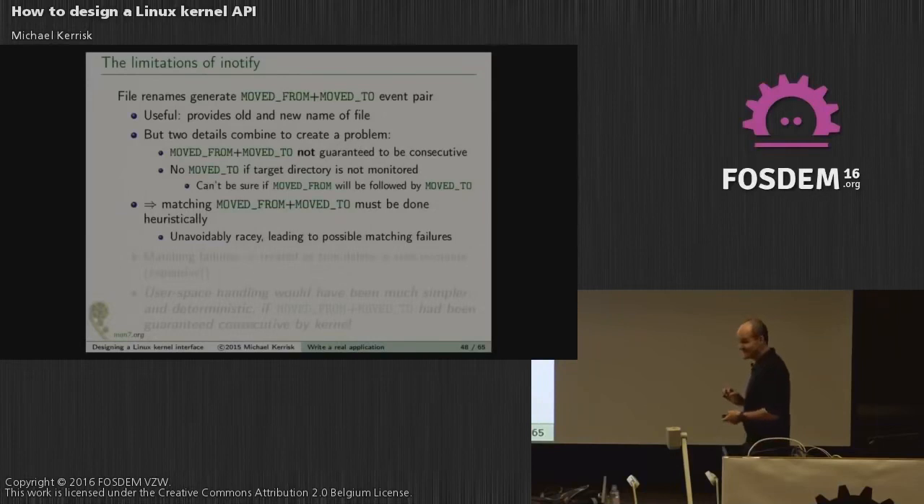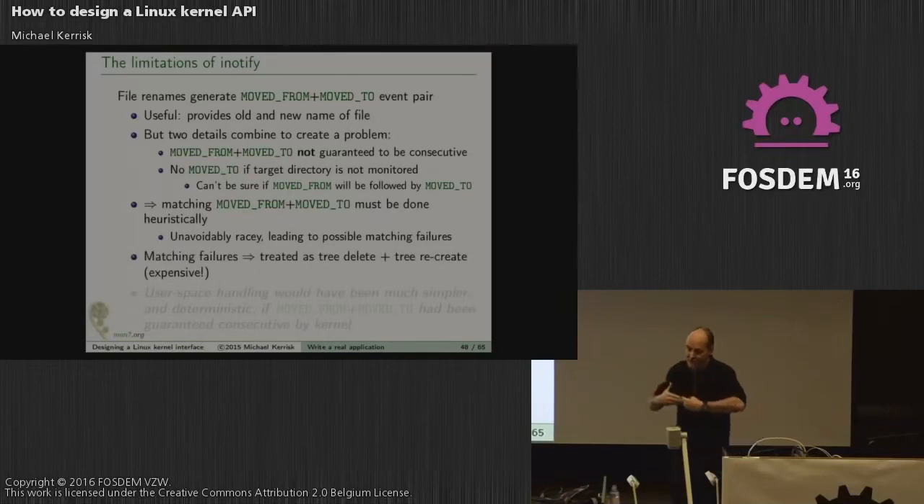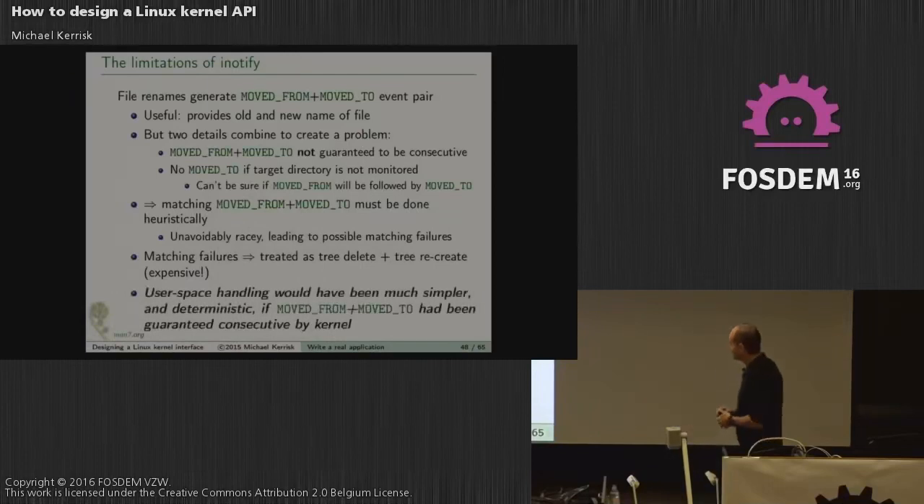It's inevitably racy, which means sometimes you fail to match the events. And when you fail to match the events, what in effect that means is, if we're talking about a directory rename, you're going to treat the directory as though it was being deleted, and then when it appears somewhere else, because it was actually really a rename, that directory will be recreated. And perhaps if you're doing recursive monitoring, you'd have to recreate all of the watches for all the subdirectories that you wanted to monitor. This is expensive. Things would have been so much simpler if the kernel could have just guaranteed those two events are going to be contiguous.